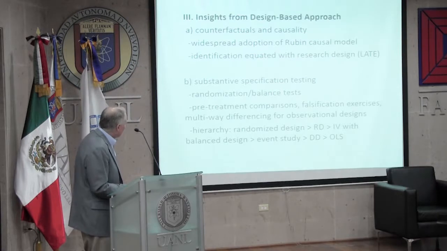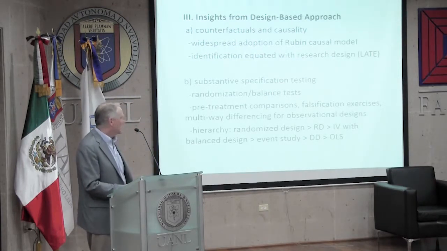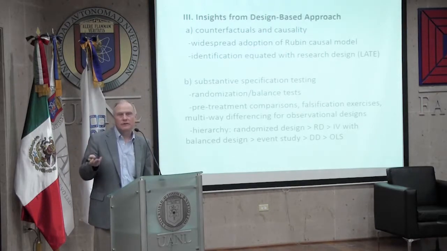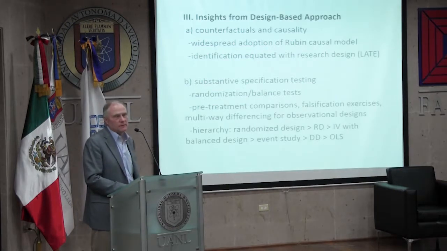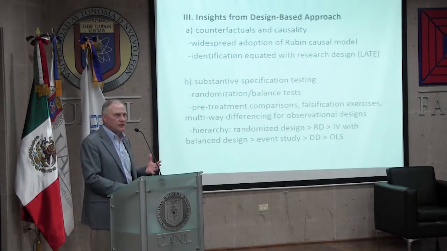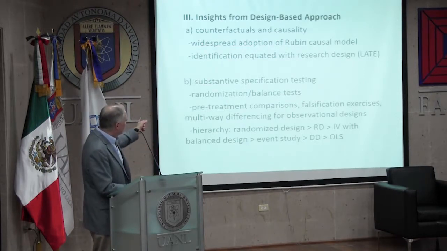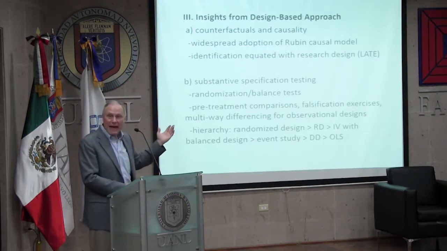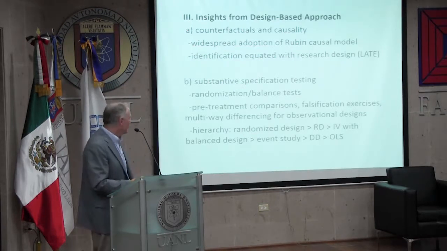A second thing that's related to that is the widespread adoption of the idea that we should have a lot more focus in a paper on specification testing. I call it substantive specification testing, because it's actually about whether the design makes sense, not just whether there are some errors in the way the likelihood fits. So you have a lot of pre-treatment comparisons, falsification exercises, and a lot of issues about balancing. People talk incessantly about the balance of the treatment group and the control group prior.